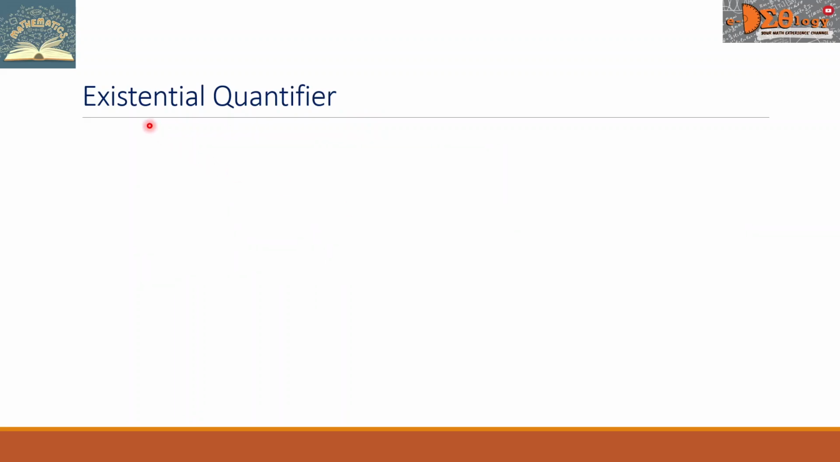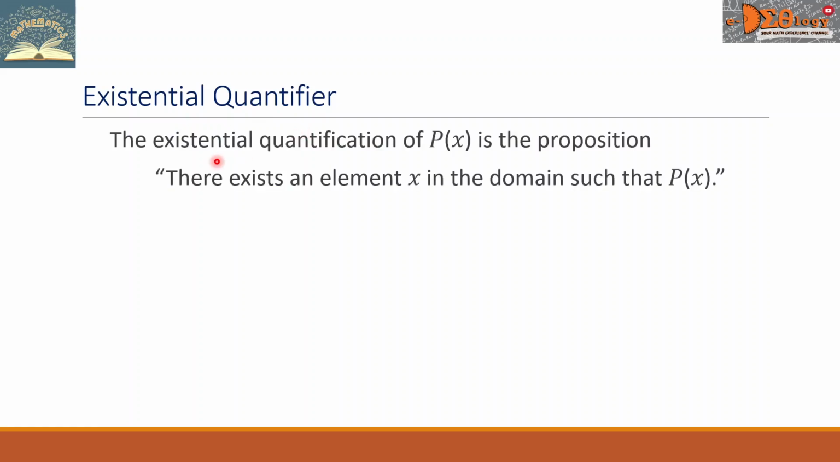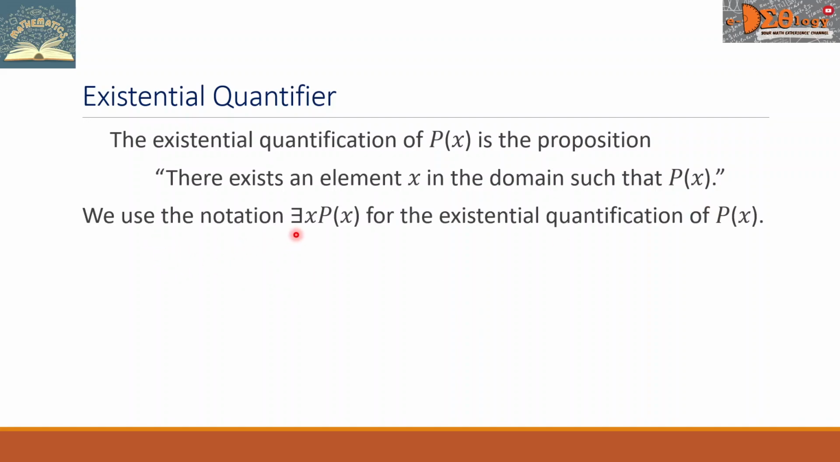Let's have now the existential quantifier. The existential quantification of p of x is the proposition there exists an element x in the domain such that p of x. We use the notation reversed E x, p of x for the existential quantification of p of x. Here, the reversed E is called the existential quantifier.